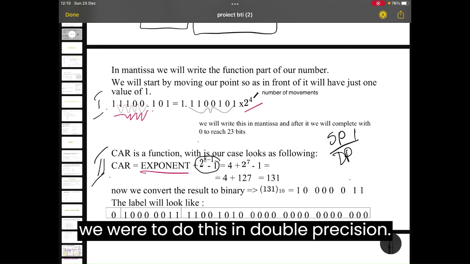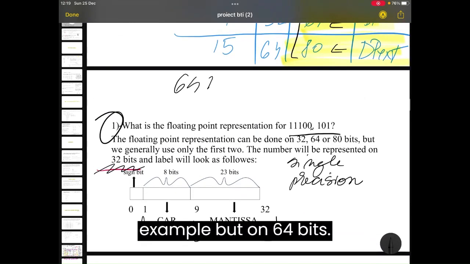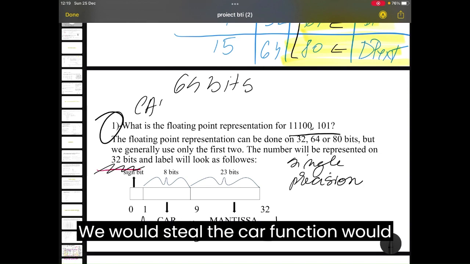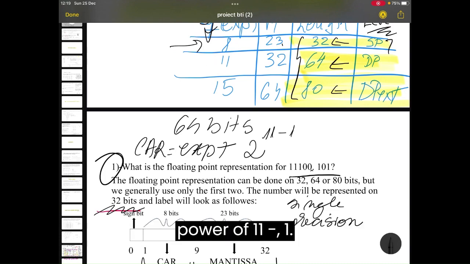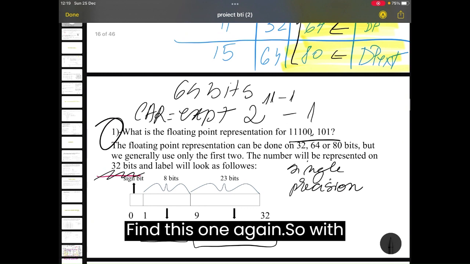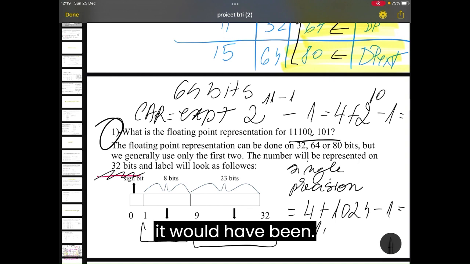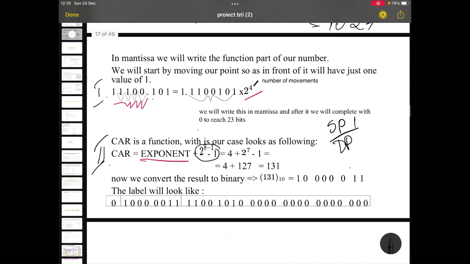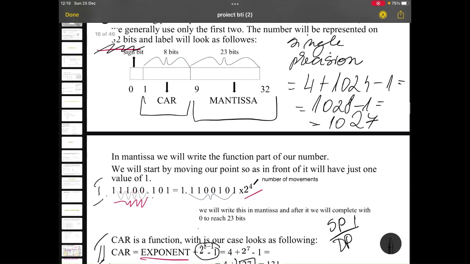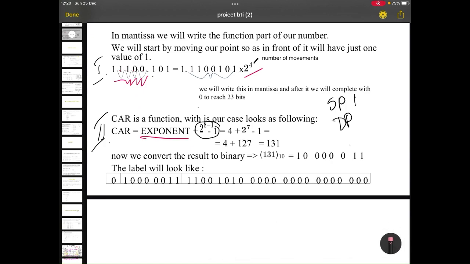If we were to do this in double precision, taking the same example but on 64 bits, the characteristic function would still have been the exponent, but this time it would have been 2 to the power of 11 minus 1. Minus 1 again. So it would have been 4 plus 2 to the power of 10 minus 1. So it would have been 4 plus 1023, which is 1027 here instead of 127. So this representation would have looked different.